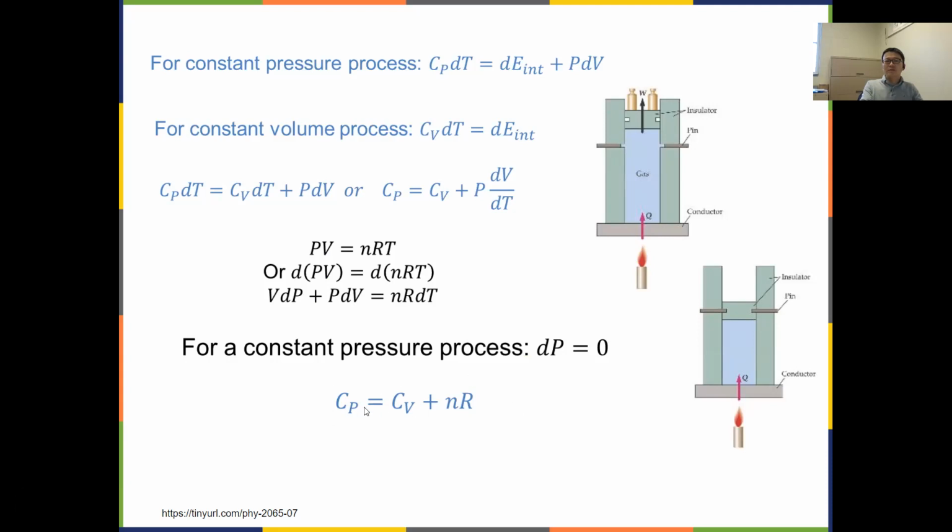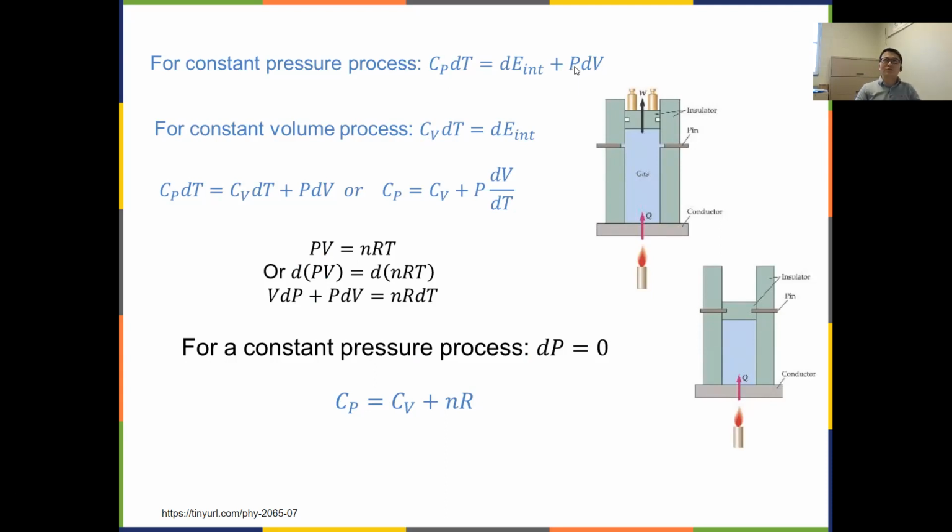Now let's take a look at Cp in relationship with Cv. The conclusion is Cp is equal to Cv plus nR. Just make a note here: the Cp and Cv on this slide are specifically for molar heat capacity, so that means heat capacity per mole. So Cp dT equals dE internal plus P dV. This is dQ, the derivative of internal energy plus the derivative of work.